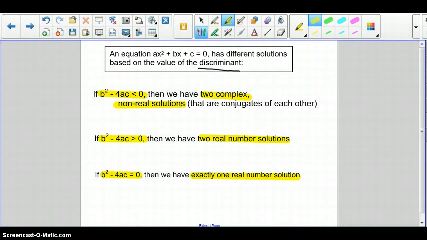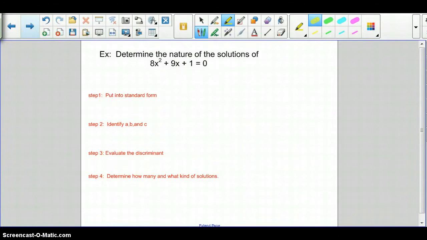Okay, so we're going to look at a couple problems, and without even solving for x, we're just going to look at the discriminant and try to determine the nature of the solutions. So here we're asked to determine the nature of the solution. Here we have 8x squared plus 9x plus 1 equals 0.